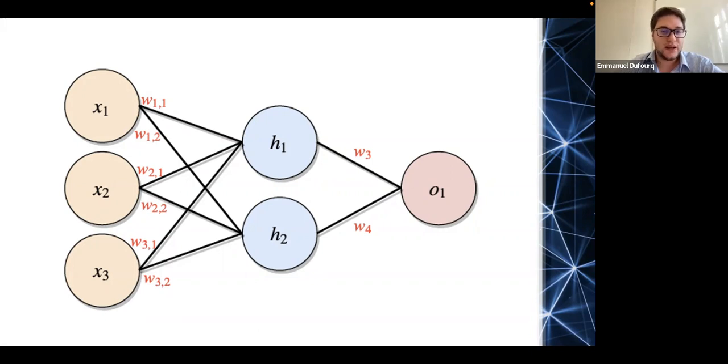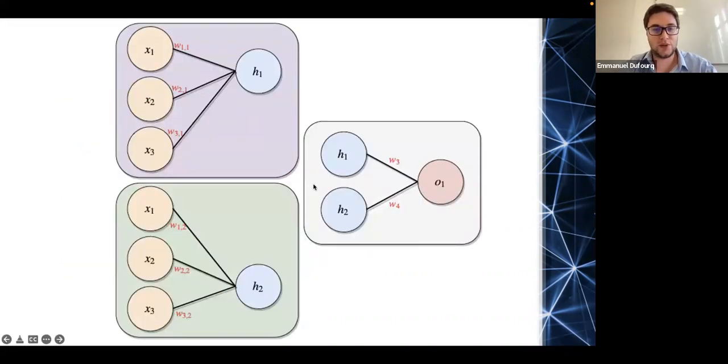So in other words, the calculation for H1 will be X1W11, X2W21, X3W31, and then we will apply the activation function to get H1. And for H2, it will be X1W12, X2W22, X3W32. And then we will apply the activation function and get the value of H2. Now we treat those as new inputs. So for O1, we will do H1 times W3 plus H2 times W4, and then apply an activation function.